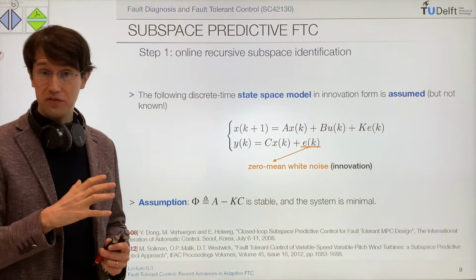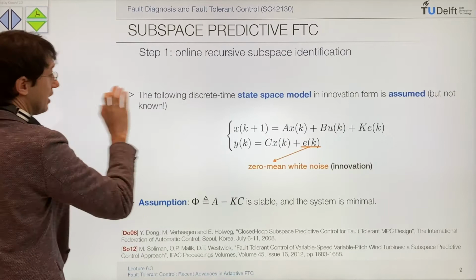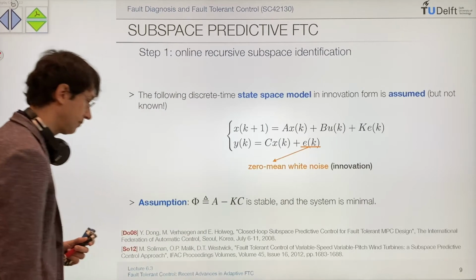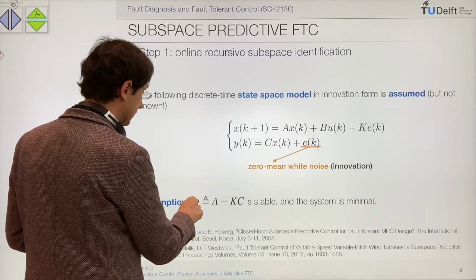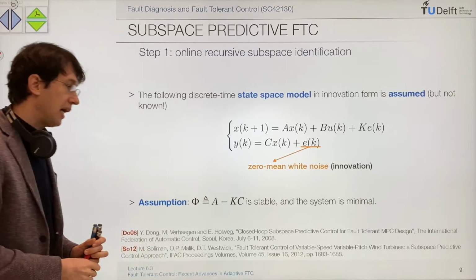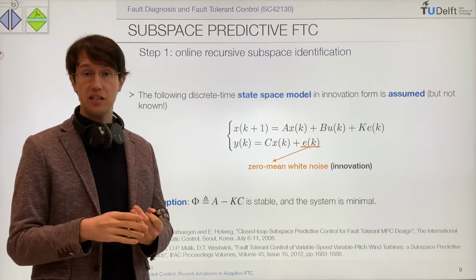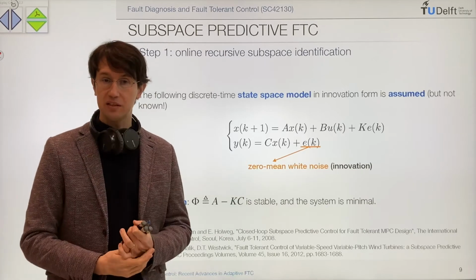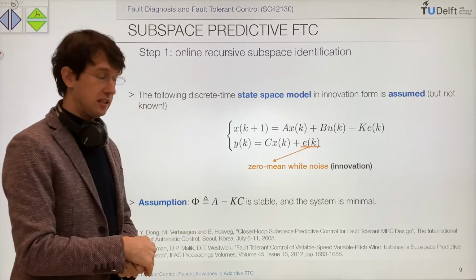And the goal of the first step, the goal of the subspace identification we have here, is to identify these matrices A, B, C, and K. Or actually, to identify this matrix phi, which is equal to A minus KC. One assumption that we need is that the plant is such that the matrix phi that we get is stable and the system is minimal. So we can only identify systems that fulfill this assumption.